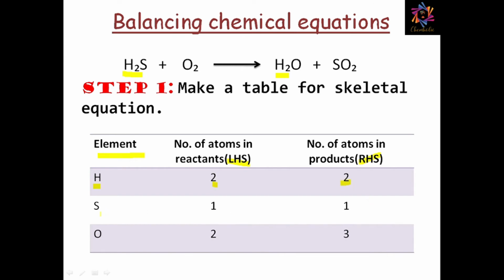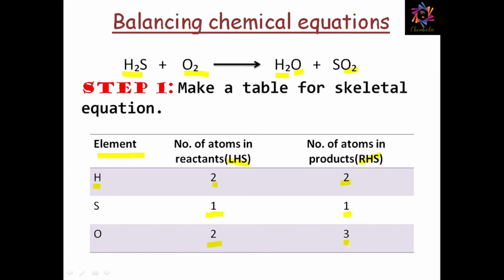Now we'll take another element, sulfur. We'll write only those elements which are actually involved in the chemical equation in this table. We have only one sulfur, so we'll write 1 on the LHS. Then on the RHS also 1 sulfur, so we'll write 1 here. Now we'll go to oxygen. We have O2, 2 atoms of oxygen, and here we see 1 plus the O2, that means 2 plus 1 becomes 3.